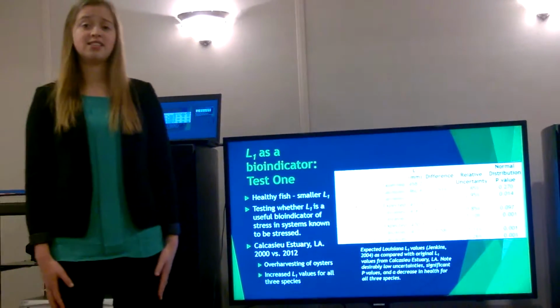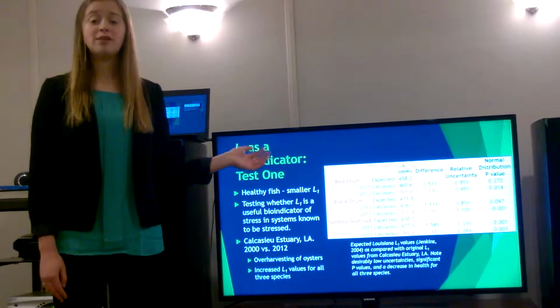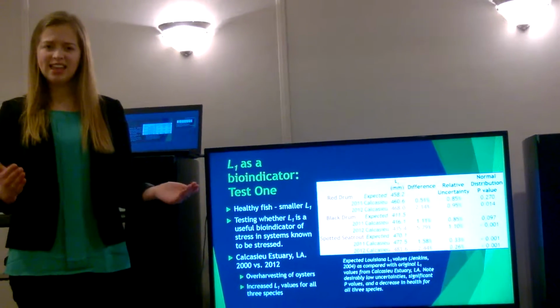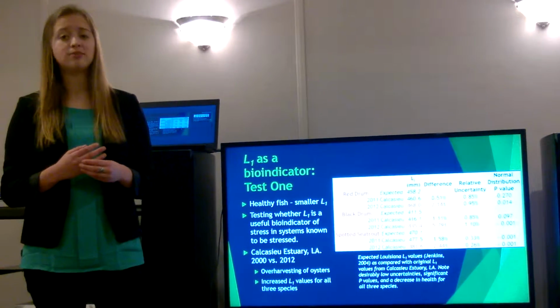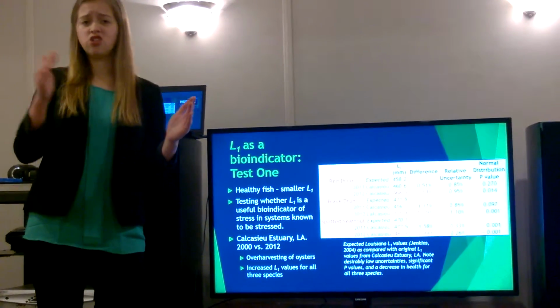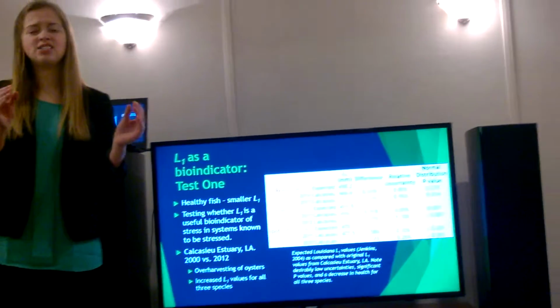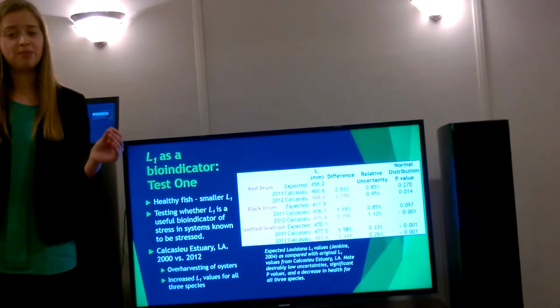The secondary hypothesis was that the parameter L1 would be useful itself as a bioindicator. Now remember, L1 means the length of a healthy fish that weighs 1,000 grams or 1 kilogram. So if a fish has a longer L1, it's skinnier than a fish with a shorter L1 because it's longer to weigh 1 kilogram.